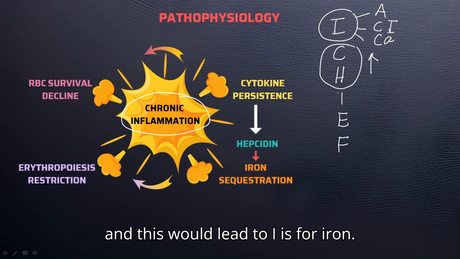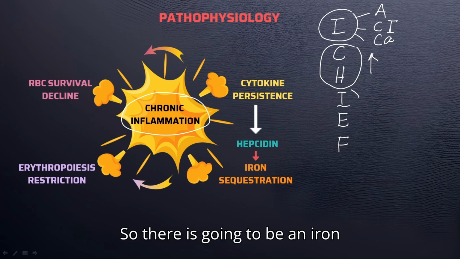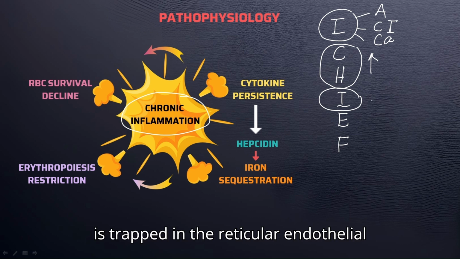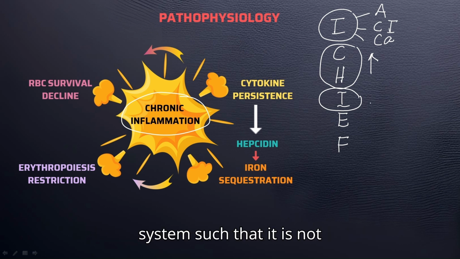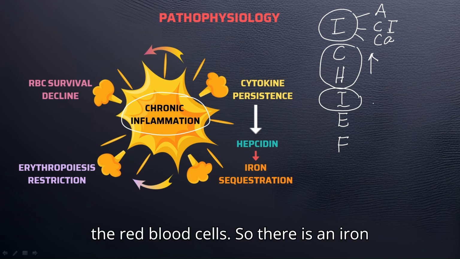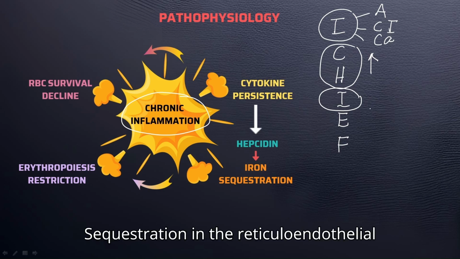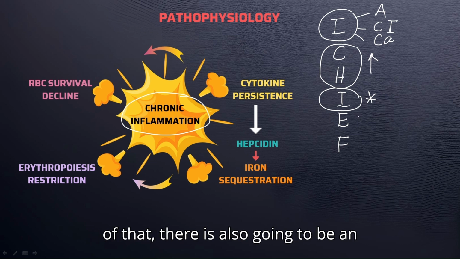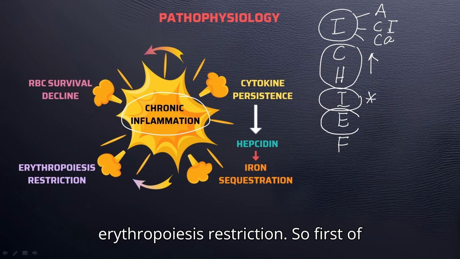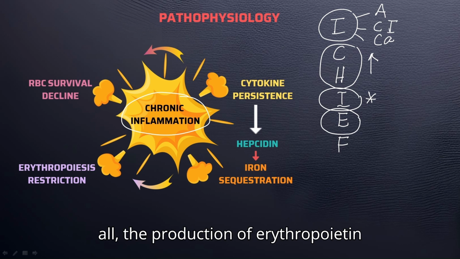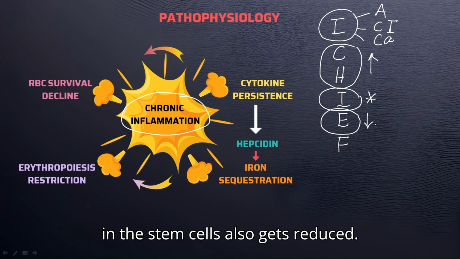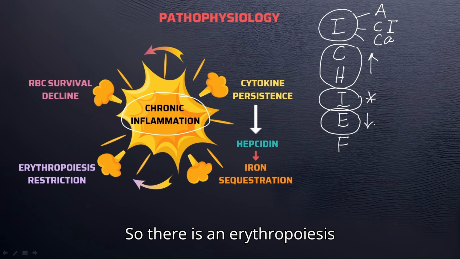And this would lead to, I is for iron. So there is going to be an iron sequestration. In other words, iron is trapped in the reticuloendothelial system such that it is not available for the making of the red blood cells. So there is an iron sequestration in the reticuloendothelial system inappropriately. Now, as a result of that, there is also going to be an erythropoiesis restriction. So first of all, the production of erythropoietin can decrease and its responsiveness in the stem cells also gets reduced. So there is an erythropoiesis restriction.